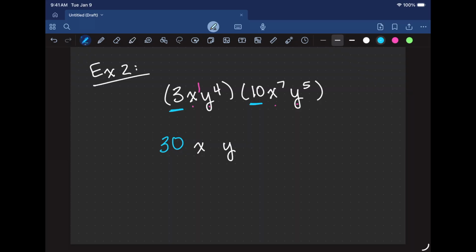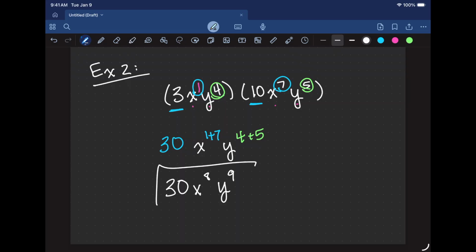Okay, for my x's, we have this invisible one that we wrote. We also have this 7, so we're going to do 1 plus 7 for x. When I look at my y's, I see that we have a 4 and a 5, so I would do 4 plus 5. Okay, to simplify all of this, we're just going to rewrite that 30 because nothing's really going on with it. X, we're going to write x to the power of 8 because 1 plus 7 is 8. And y, we're going to write that to the power of 9 because 4 plus 5 is 9, and we are done. Also keep in mind, the faster you pick up on these rules, you don't need to write this step. You could jump straight to the final answer.